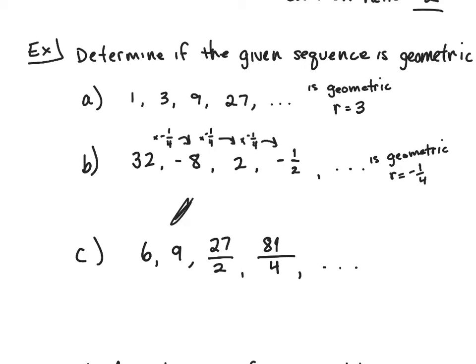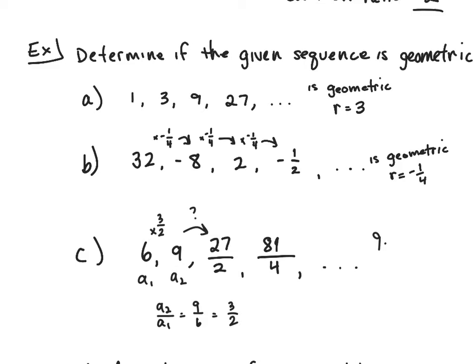So what I mean by that is if I took the second term and divided it by the first term, we get 3/2. So at least the ratio between the first and second term is 3/2. Now, is that the same ratio from the second to the third term? So from here to here, is it 3/2?